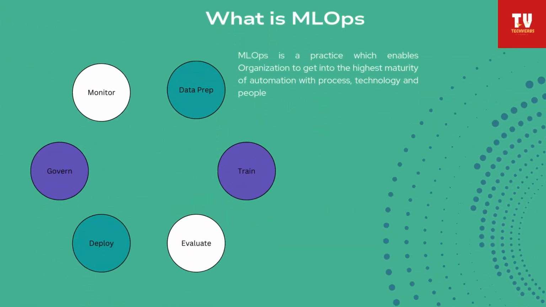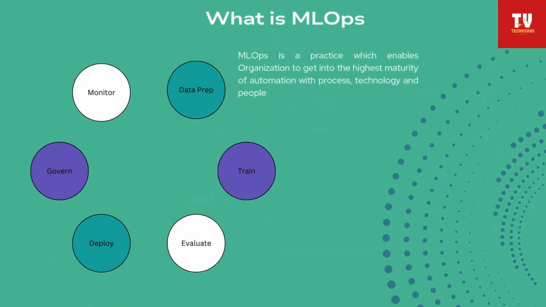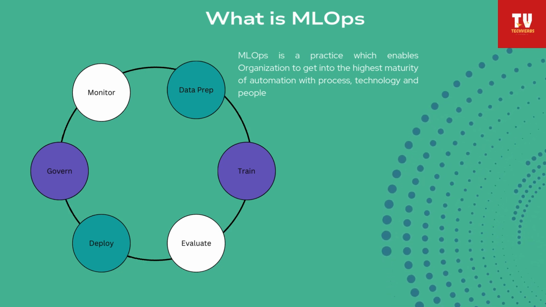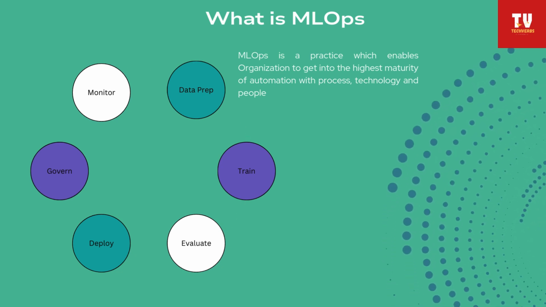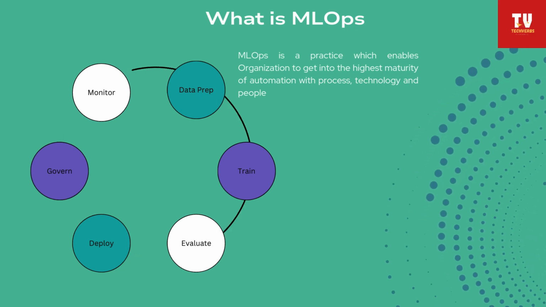The MLOps lifecycle is the backbone of any successful machine learning project. It ensures seamless collaboration between teams, model reliability, and compliance with ethical and legal standards. Let's explore the 6 key stages of the MLOps lifecycle.